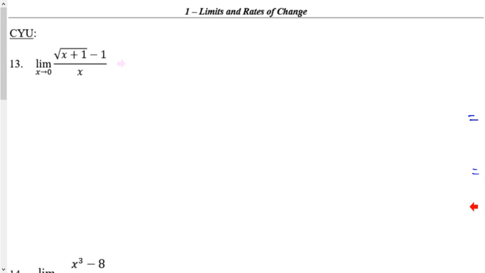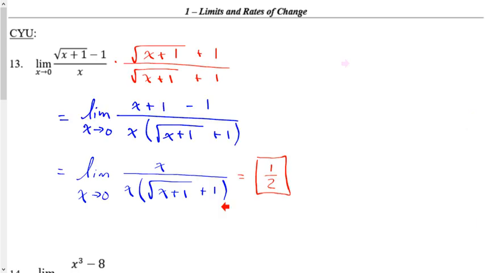For question number 13, if we plugged in 0 for x, we get 1 minus 1 is 0 in the numerator, 0 in the denominator, so we make use of the conjugate in order to rationalize the numerator, getting to a point where we have this common factor of x that we can cancel out. Again, make sure you kept the limit notation until you replaced this x with a 0, and then you had the square root of 1 is 1 plus 1. 1 plus 1 gives us 2 in the denominator.